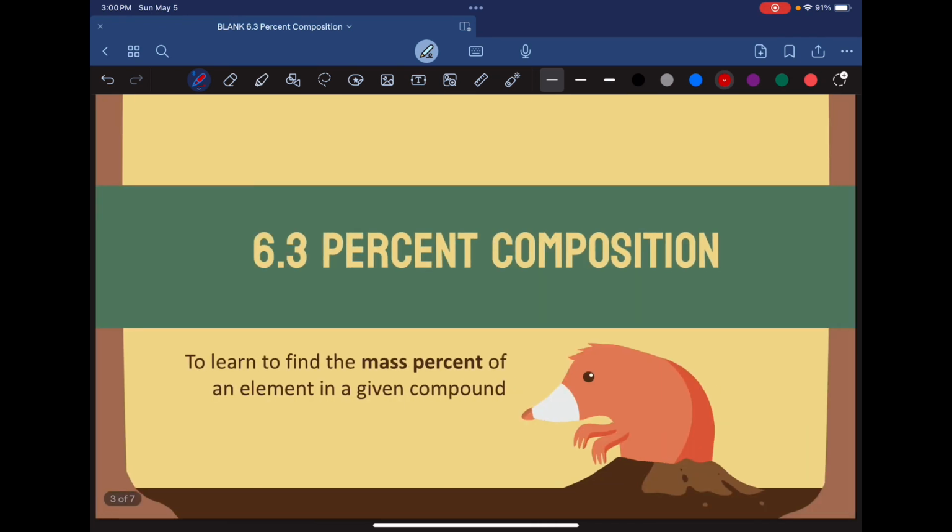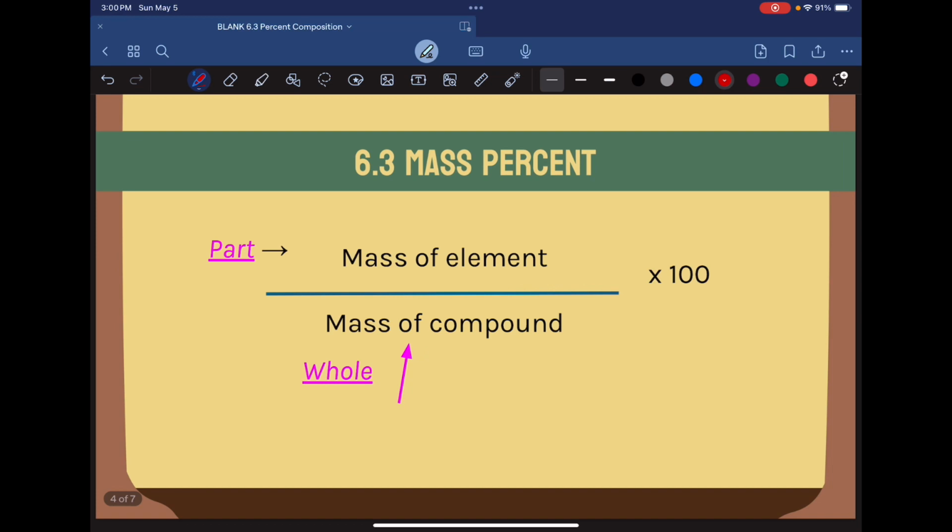Now, here we actually go into the unit. So 6.3, which is percent composition, you're going to learn to find the mass percent of an element in a given compound. So when we're thinking about mass percent, that's going to be the part divided by the whole. So it's going to be the mass of that element divided by the mass of the compound times 100, because we want it to turn into a percentage, which is percent is per 100. That's what centi means, like centuries or cents in a dollar. So let's practice some problems.